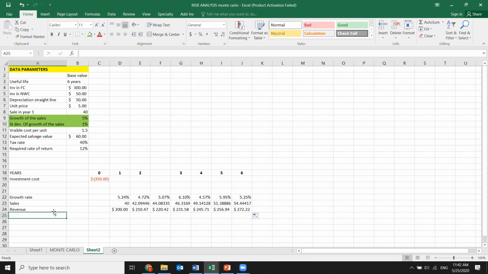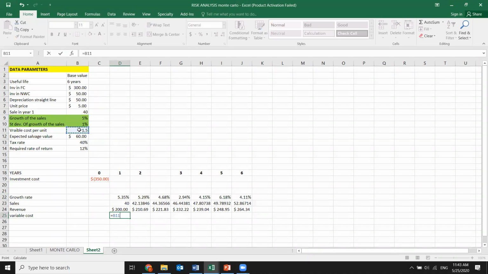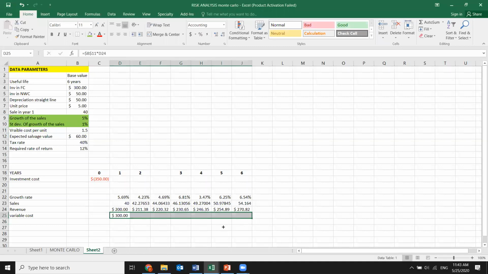So now our expenses, the variable cost is here. Variable cost, which is 1.5 times units, and we're fixing the variable cost as well. And this is how we change it, okay?